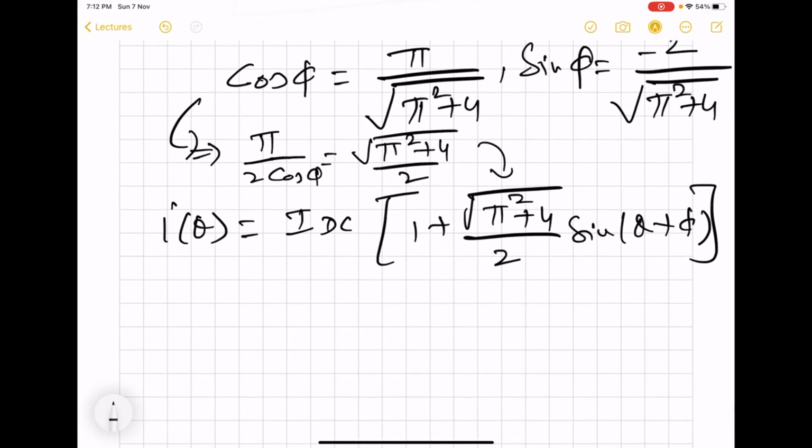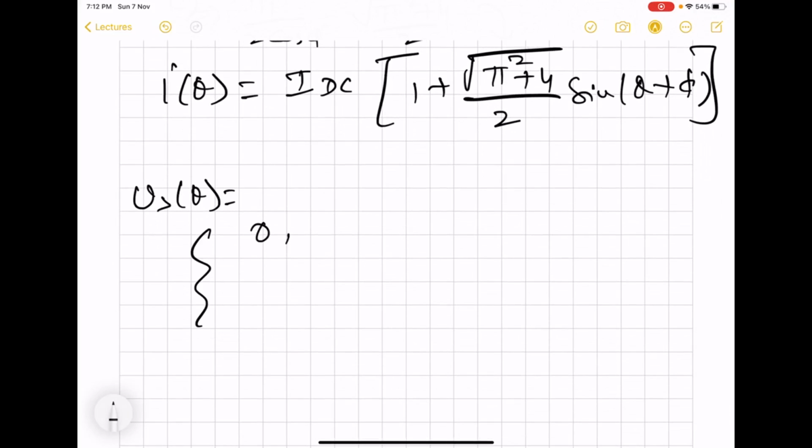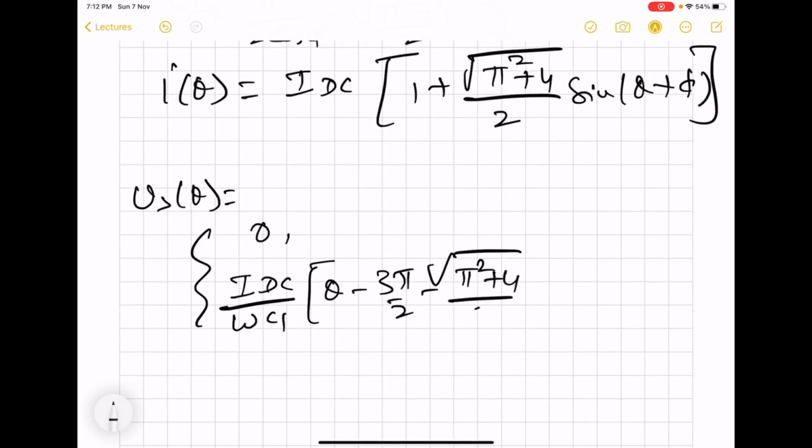And now the switch voltage becomes 0 for the first half, and IDC by omega C1 into theta minus 3 pi by 2 minus square root of pi square plus 4 by 2 cos theta plus phi.